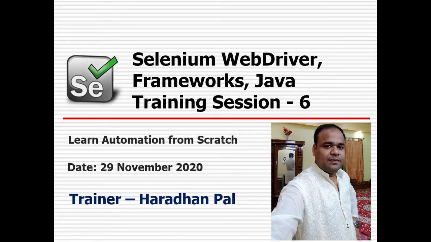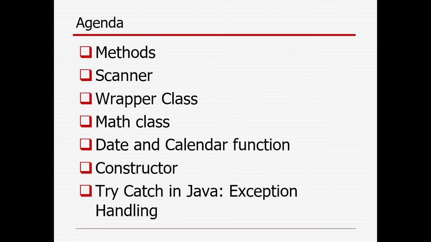So in the last 5 sessions you already learned about different Selenium WebDrivers, annotations, methods, functions, how you can identify the element, how you can perform the operations on the element, and as well you know a little bit about Java, like what is a class, what is an object, what is a data type. In this session we will cover the below topics.